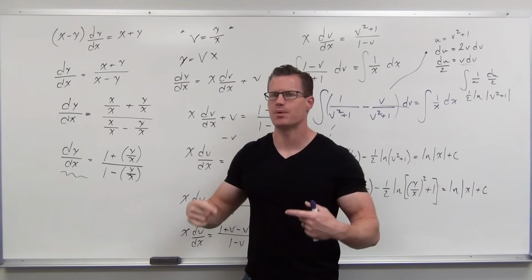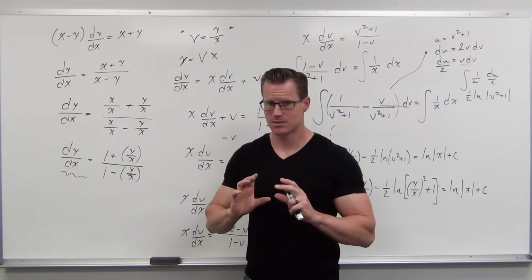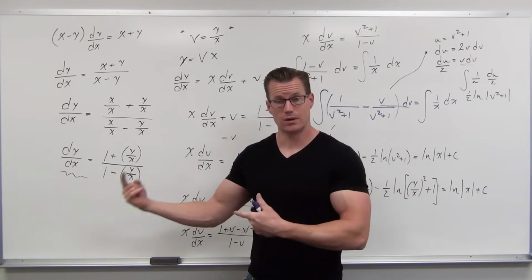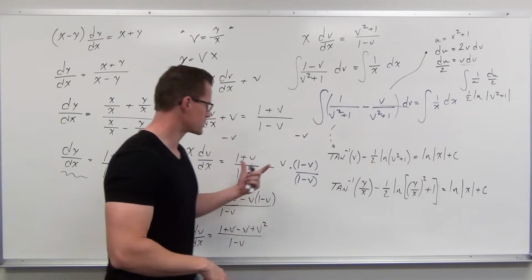You have to wrap up every instance of y as y over x. That has to be the same substitution. All the y's have to be wrapped up in v's. That way the derivative makes sense. That way we can actually find the dy dx. That way we can do our substitution.